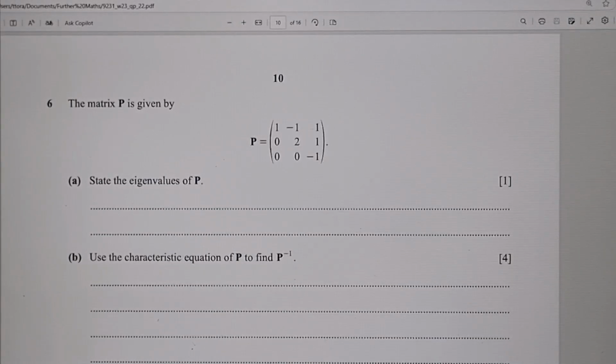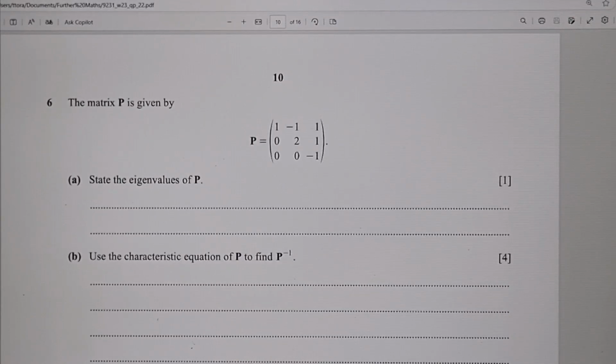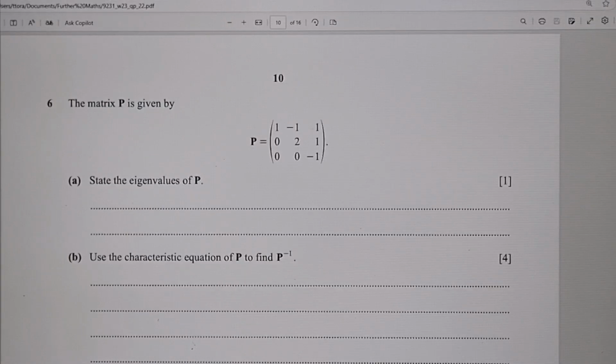Hi there, question number 6. The matrix P is given by P is equal to 1, minus 1, 1, 0, 2, 1, 0, 0, minus 1. State the eigenvalues of P for part A, and for part B, use the characteristic equation of P to find P inverse.